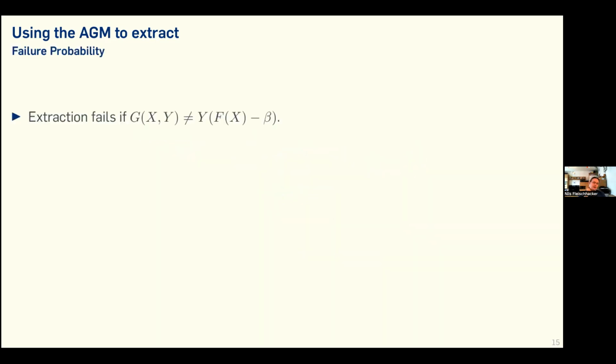So the extraction fails if these two polynomials are not the same. So the question is, what is the probability that these two equations, these polynomials, are not the same? And this is where we will use our computational assumption, the q-DLOG assumption. Essentially, we can define a new polynomial q by basically subtracting the right-hand side of this inequality from the left-hand side. And what we end up with is, by definition, because these are not equal, we will end up with a polynomial that's a non-zero polynomial.